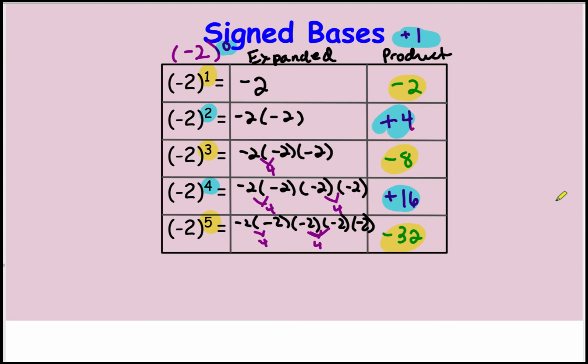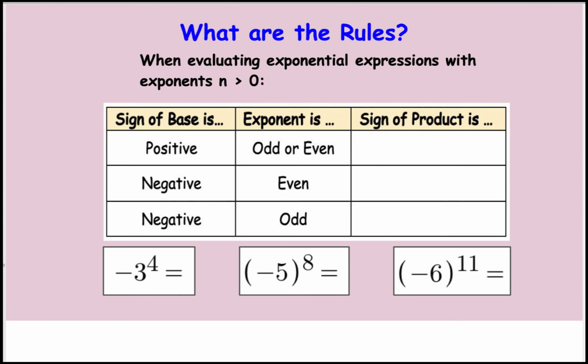So what kinds of numbers are those? Well, 1, 3, and 5 are odd. 0, 2, 4 are even. So we can make our summary this way. If our base is positive, doesn't matter if the exponent's odd or even, we're always going to get a positive product. If the sign of the base is negative and the exponent is even, like -2 raised to the second power or to the 6th power or to the 0 power, our sign of our product is also going to be positive.